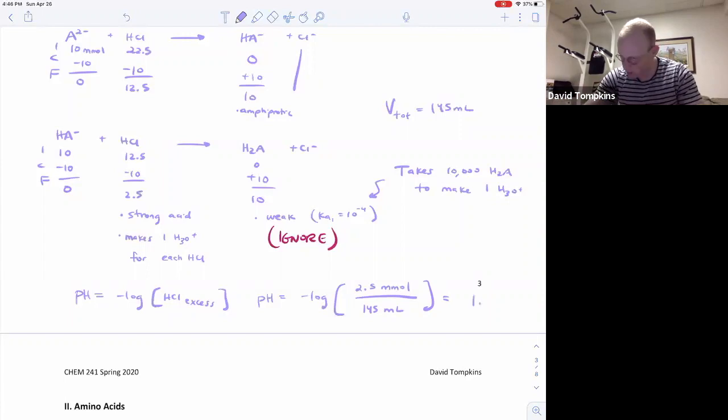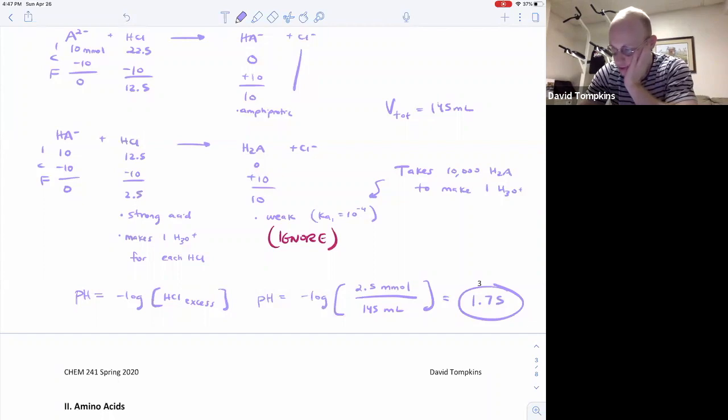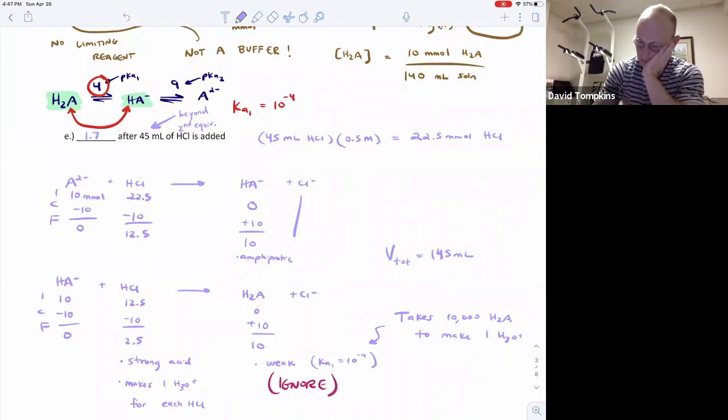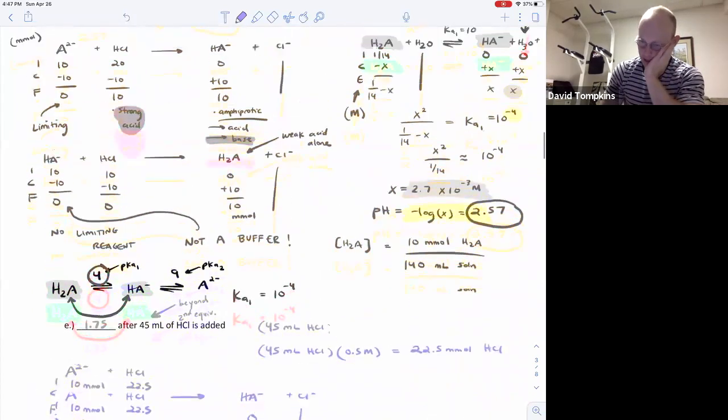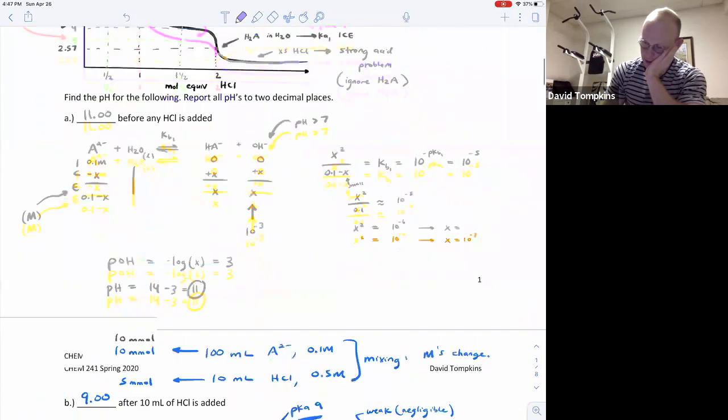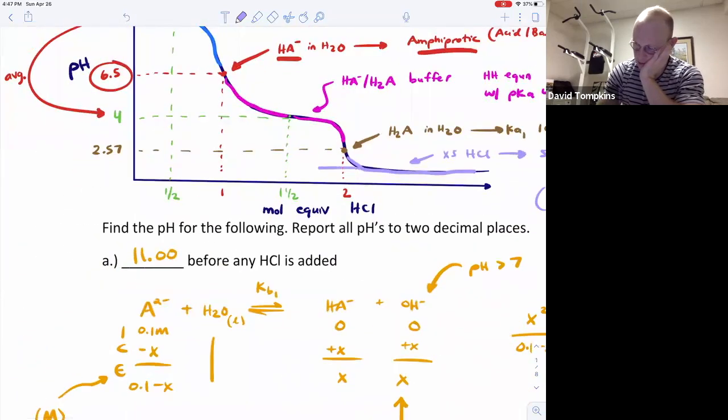So I get 1.75. And it should be quite acidic. And you add a couple more drops of HCl and it just shoots down to 0 basically. So after that equivalence point, the pH really is influenced strongly by the excess, that extra drop or two of your strong acid. So I'll go back here and label that on the curve somewhere down here. You have like 1.75.